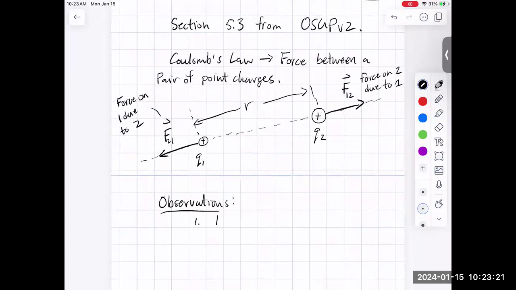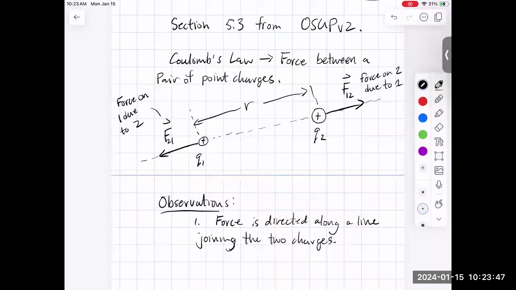So the first one is that the force is directed along a line joining the two charges. So if I had drawn, say, a positive and a negative charge, it would still be true that these forces act along a line that connects the two, but because they're opposite charges in that case, there would be an attractive force, and so these forces would be towards, like the force on Q1 would be towards Q2, and the force on Q2 would be towards Q1.